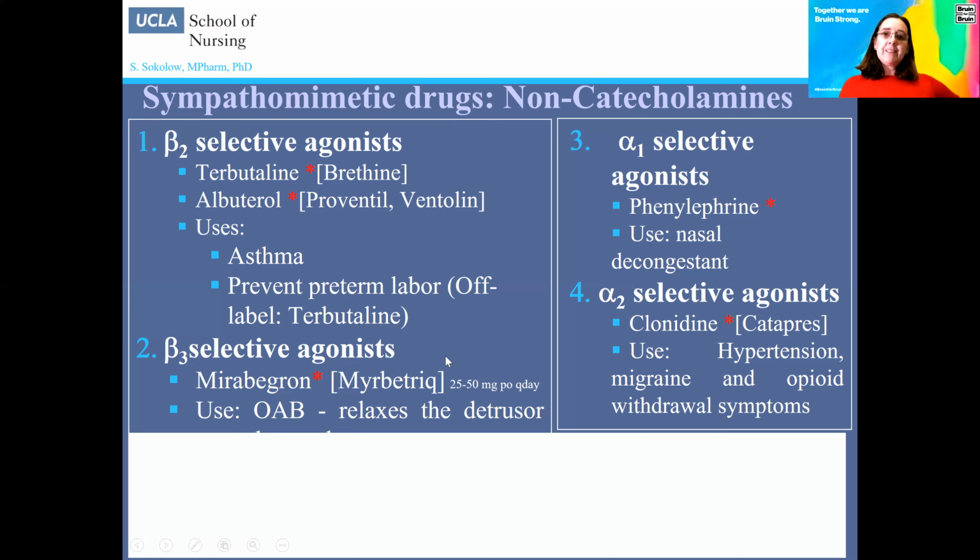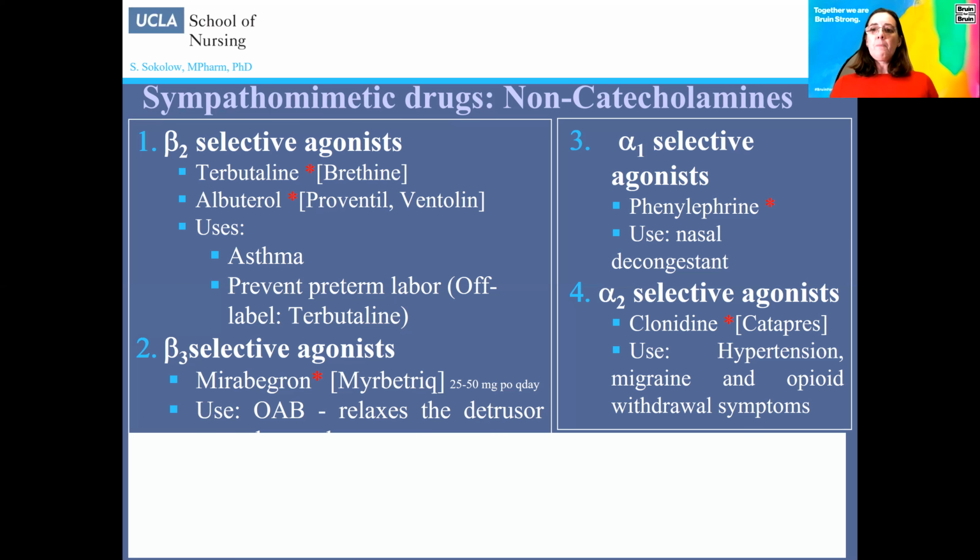Then you have the beta-3 selective agonist. The beta-3 receptors are also located on the smooth muscle cells of the bladder. Mirabegron is a beta-3 selective agonist, which is used for the treatment of overactive bladder because it relaxes the detrusor muscle. Here comes my little balloon again. If you relax the muscle that squeezes the bladder, you can treat overactive bladder.